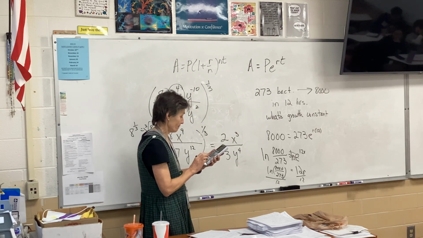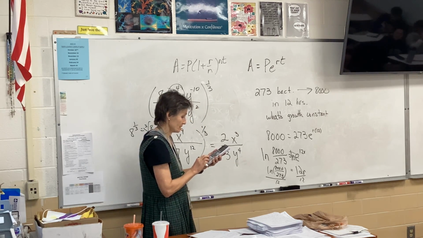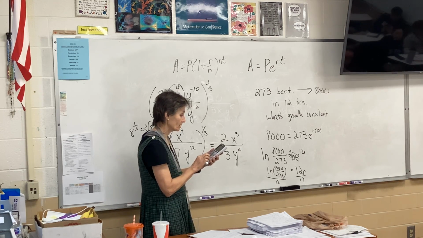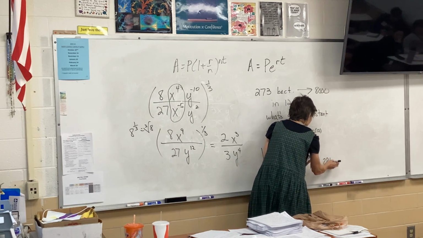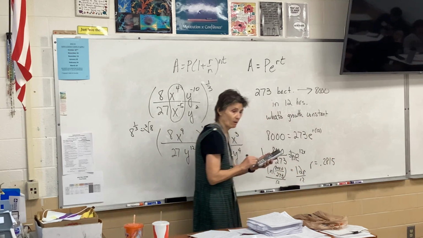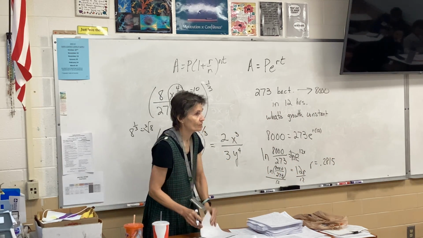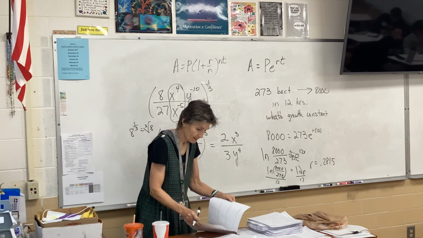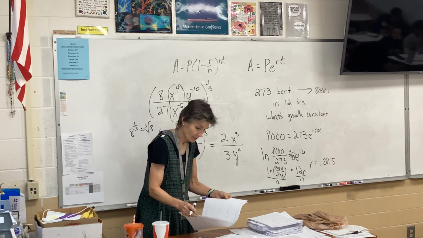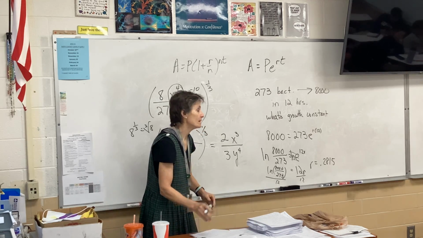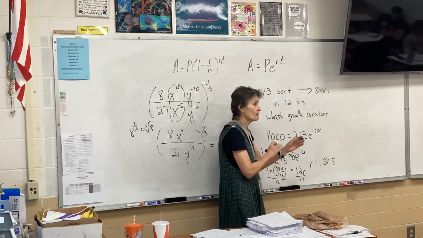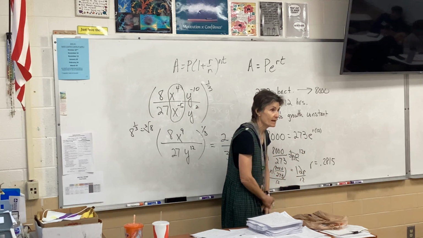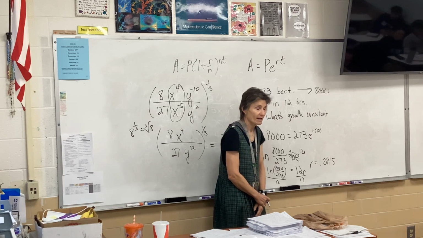So ln 8,000 divided by 273, close parentheses, divided by 12. That growth constant is 0.2815. Now, I think I overlooked it yesterday, but I noticed later in the day that for the calculator section on practice test 3, I was having to round to the nearest thousandth. On a previous one, we were rounding to the nearest 10,000. So we have to pay attention to that, and I did not.